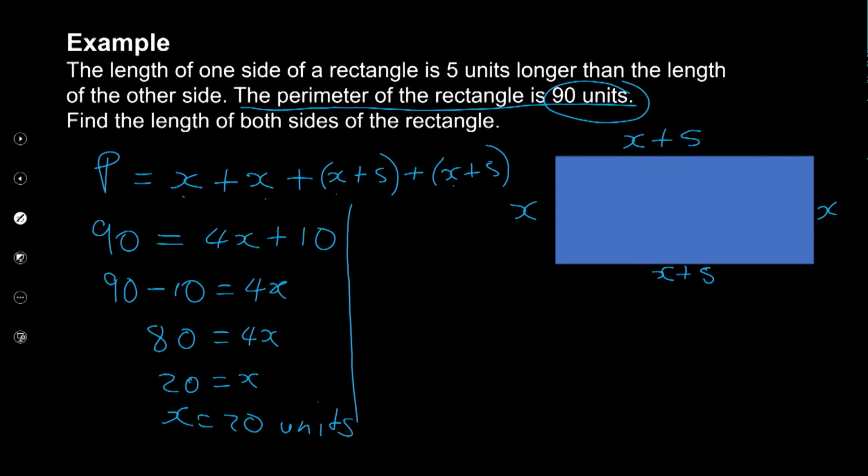You don't then introduce centimeters or meters if they did not say anything about those. So what do I know? I know that length 1, I will just call it L1, is equal to 20, and then length 2 is equal to 20 plus 5, which is then 25, right? So that's what I will then have there as my answer.